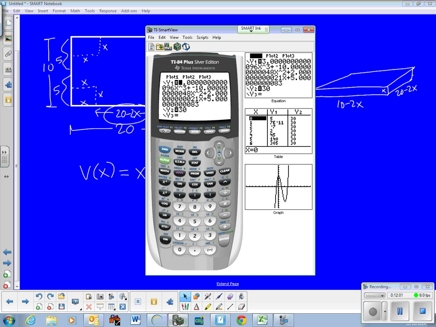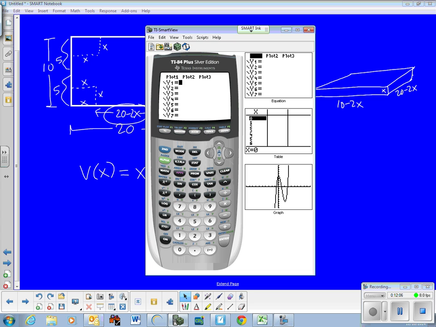I'm going to go back to y1, clear out the equations I was using, and type in my new one, my volume of this box. 10 minus 2x, 20 minus 2x, and x, length, width, and height. And then I'm going to set my window. Let's see what the graph looks like. See if we need to change our window.